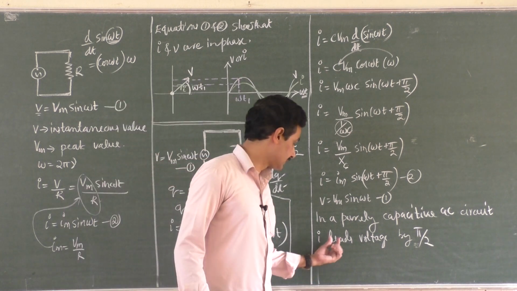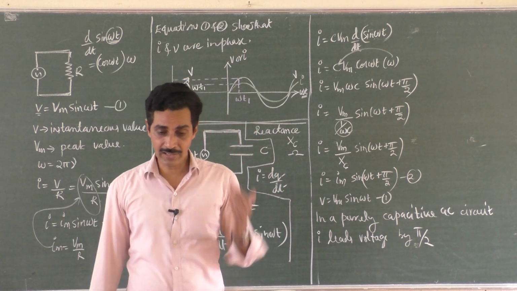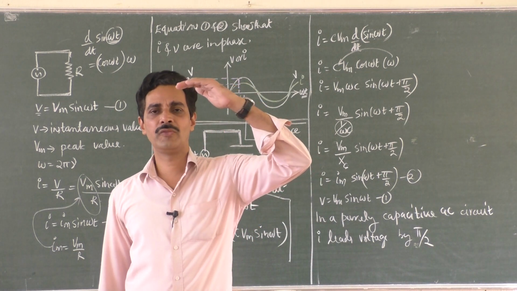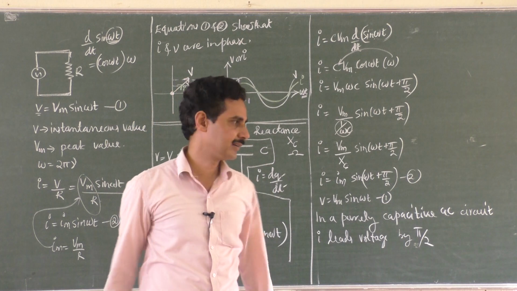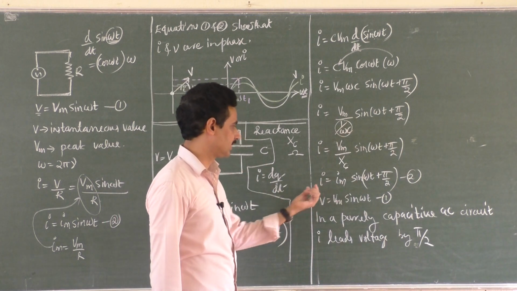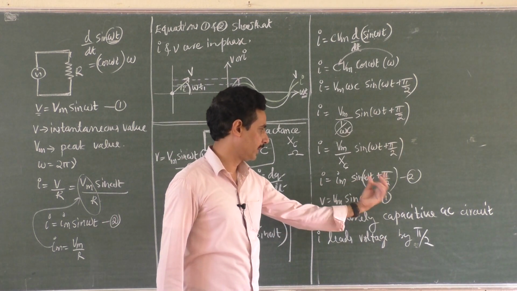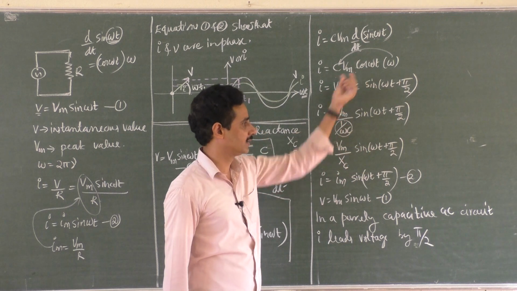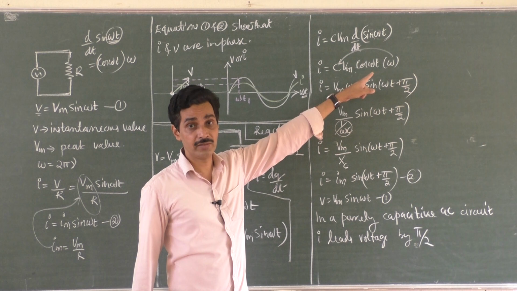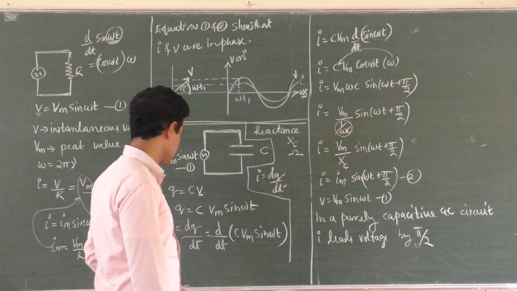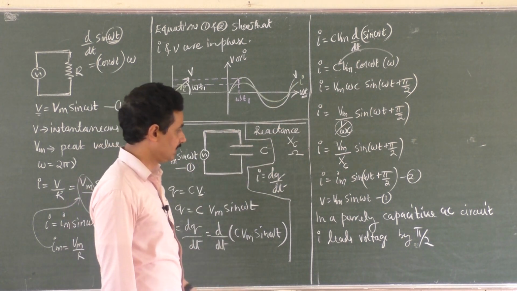And current leads, I leads. Why? Because as soon as you switch on, current will be in the highest position, voltage 0. Then voltage increases and current decreases. So that is the meaning of this. So here we have sine omega t plus pi by 2, that is nothing but cos omega t, which is leading sine omega t. Cos omega t always leads, sine omega t follows. Okay, so this is how you can prove it.